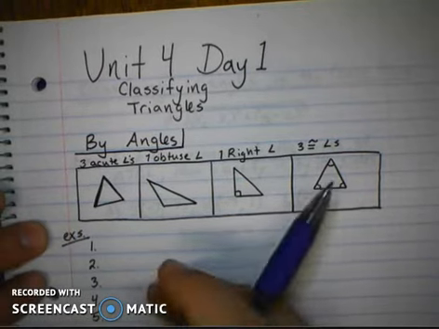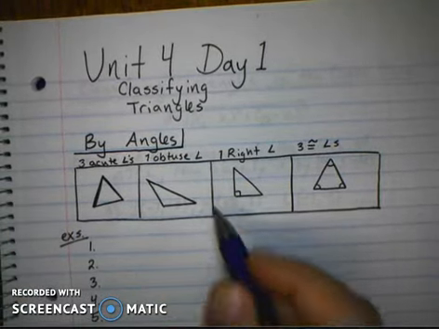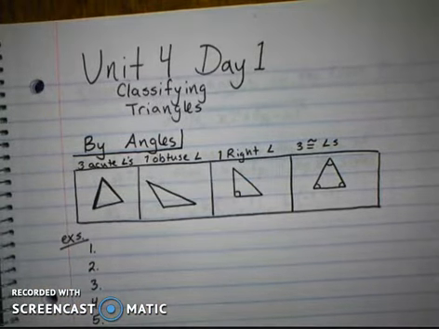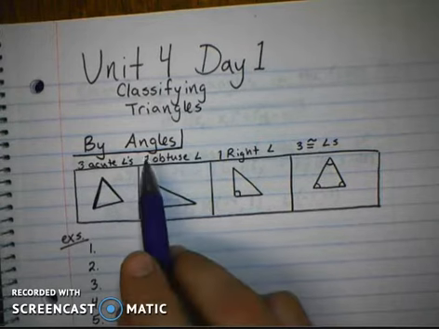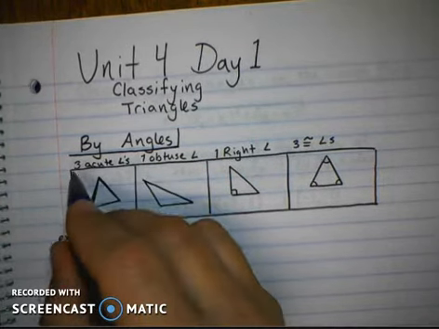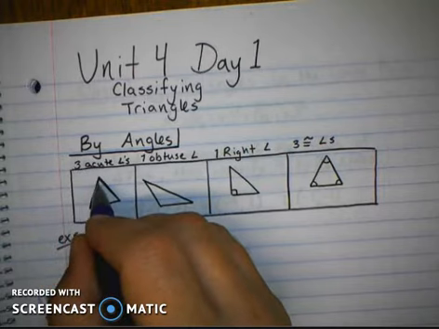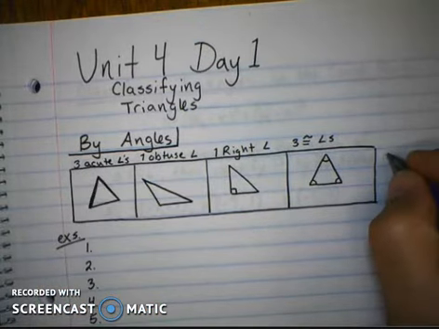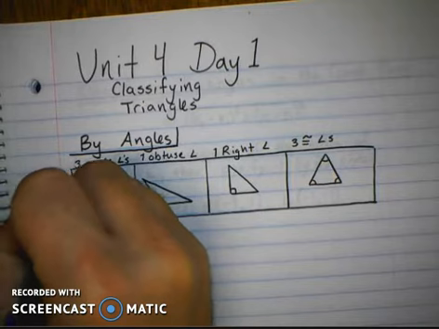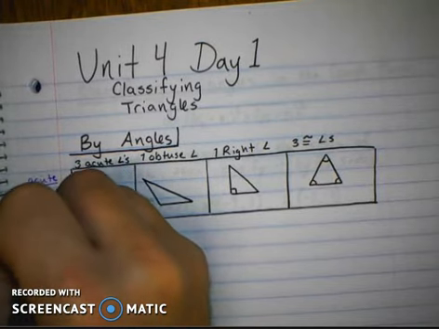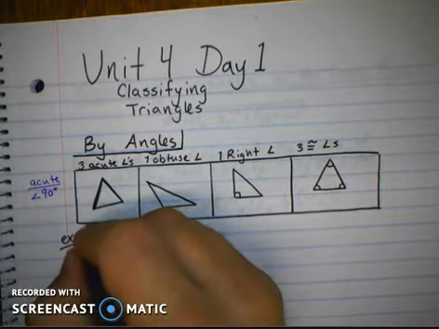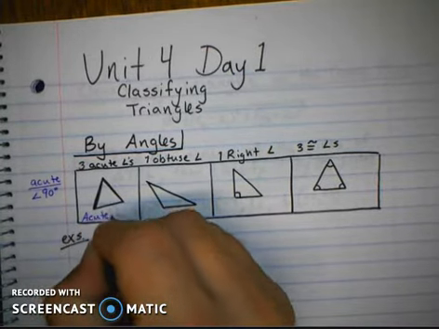Now, as we classify triangles, there are two ways we can classify triangles. One way is by classifying by angles. The other way is by classifying by sides. There are four different classifications for classifying by angles. If a triangle has three acute angles, if each one of these angles is acute, we're pretending they're each a different measure, but they're all acute. Remember, acute means less than 90. That means we can call this an acute triangle.